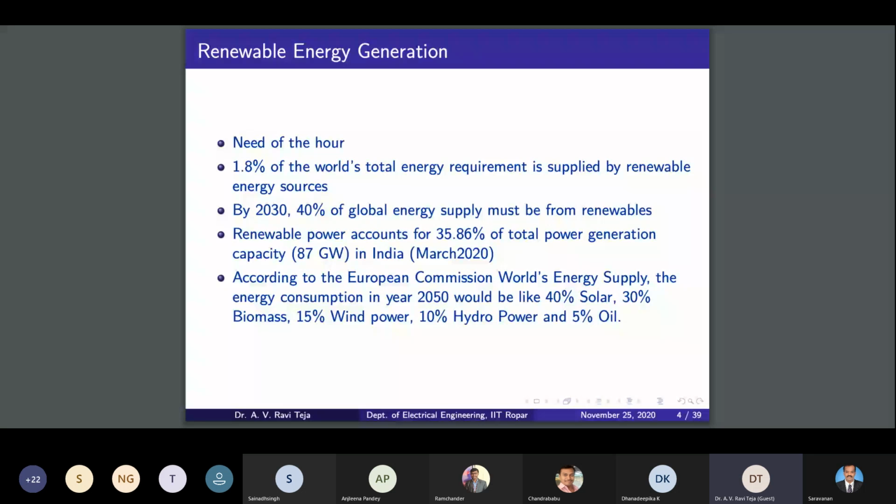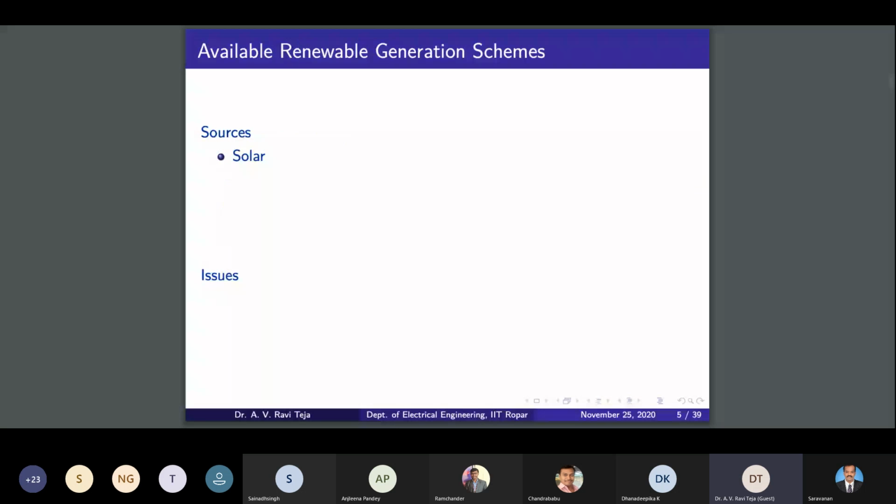Various renewable energy schemes, we know, are solar, wind, hydro, biomass, and geothermal. There are some common issues for all the available renewable generation schemes. One is the issue of unreliability. If you see solar, we don't know how much solar radiation will come on a particular day. And now, with increased pollution, depletion of natural resources, and a lot of deforestation, it has become more unreliable.